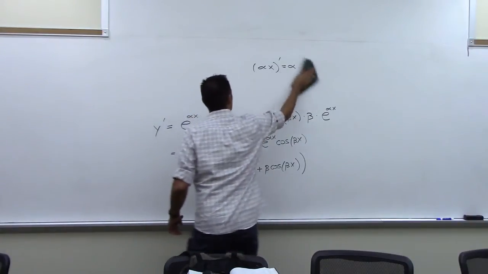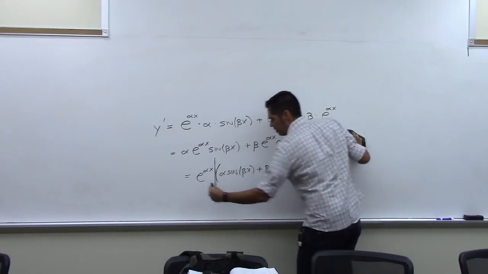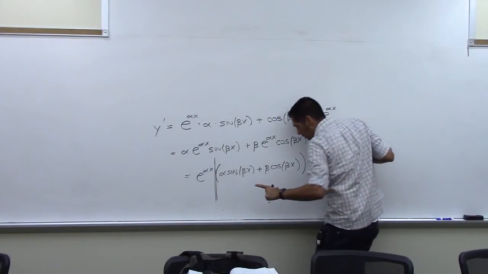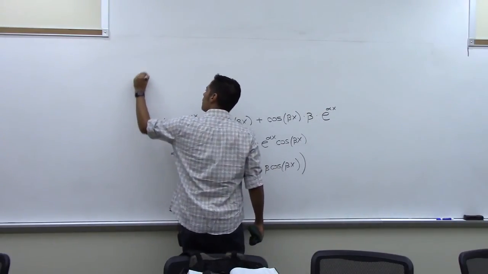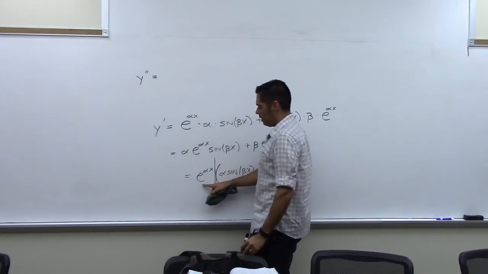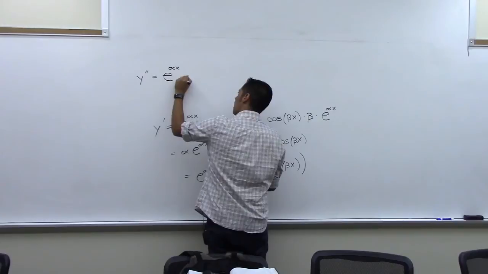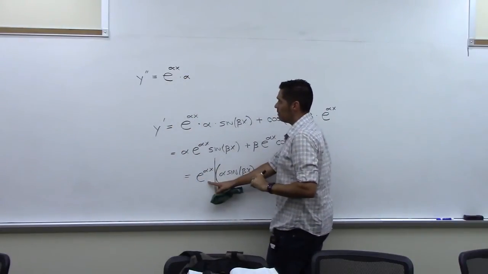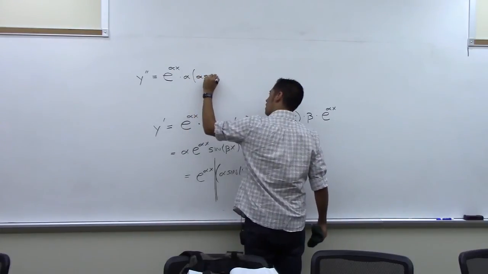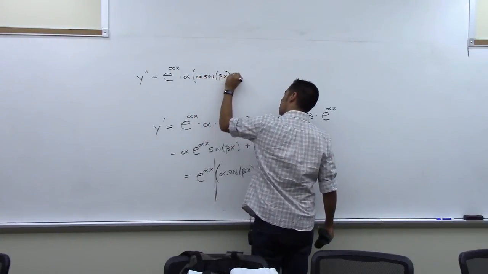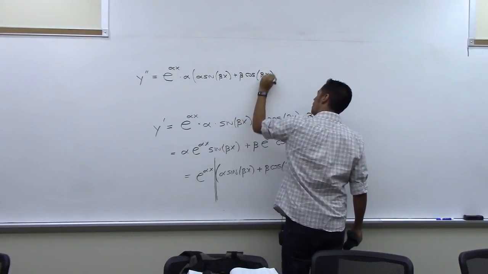All right, so we have again a product rule right here. Here's my product. Derivative of this times all of this plus the derivative of all of this times this. So y double prime will be the derivative of e to the alpha x, which we did already, e to the alpha x times alpha. So that's derivative of this times all this: alpha sine beta x plus beta cosine beta x.